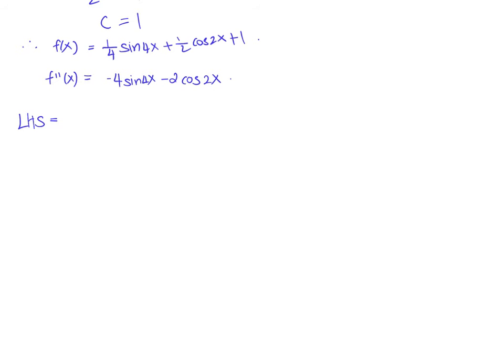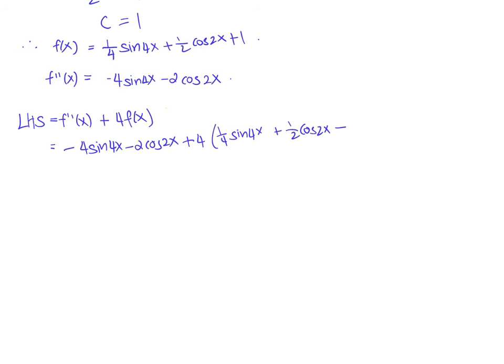Okay, on our left hand side, we have f double prime x plus 4 times f prime of x. Alright, sorry, f of x. So this is 4 times f of x. Okay, so this will be minus 4 sine 4x minus 2 cosine 2x plus 4 times 1/4 sine 4x plus half cosine 2x plus 1.